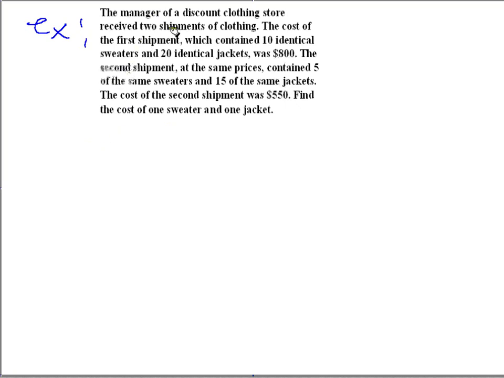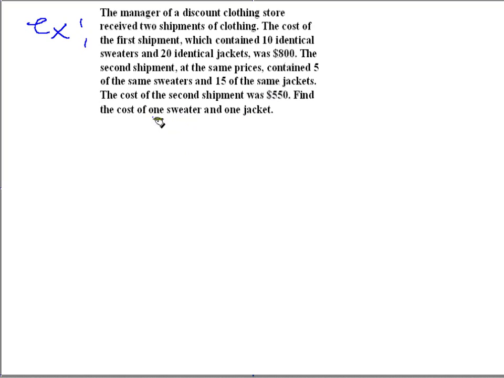The manager of a discount clothing store received 2 shipments of clothing. The cost of the first shipment, which contained 10 identical sweaters and 20 identical jackets, was $800. The second shipment, at the same prices per jacket and per sweater, contained 5 of the same sweaters and 15 of the same jackets. The cost of the second shipment was $550 total. Find the cost of 1 sweater and 1 jacket.